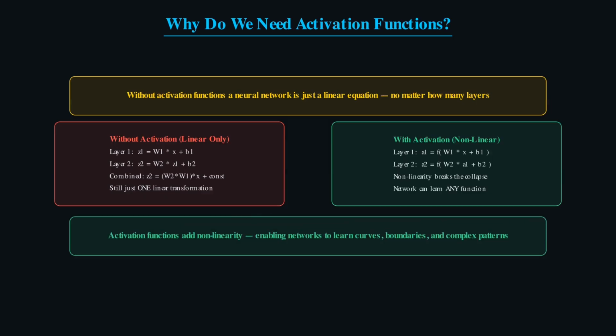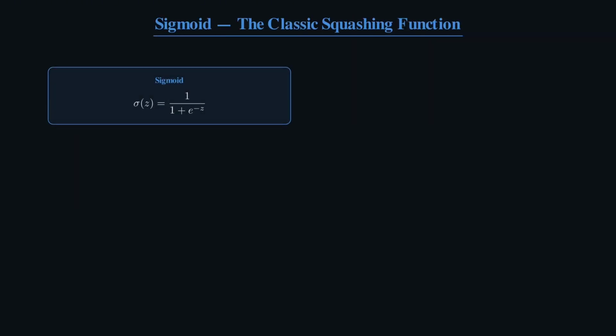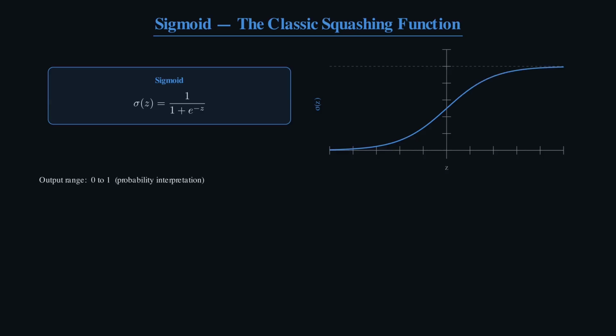Without that function, stacking 100 layers still collapses to a single linear equation, no matter how deep the network goes. You can add as many layers as you want, but without nonlinearity, they all cancel into one. Activation functions break that collapse and let the network learn curves, boundaries, and complex patterns no straight line could capture.